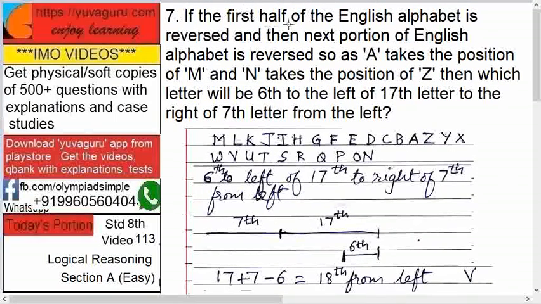If the first half of the English alphabet is reversed and then the next portion of the English alphabet is reversed, so that A takes the position of M and N takes the position of Z, then which letter will be 6th to the left of the 17th letter to the right of the 7th letter from the left?